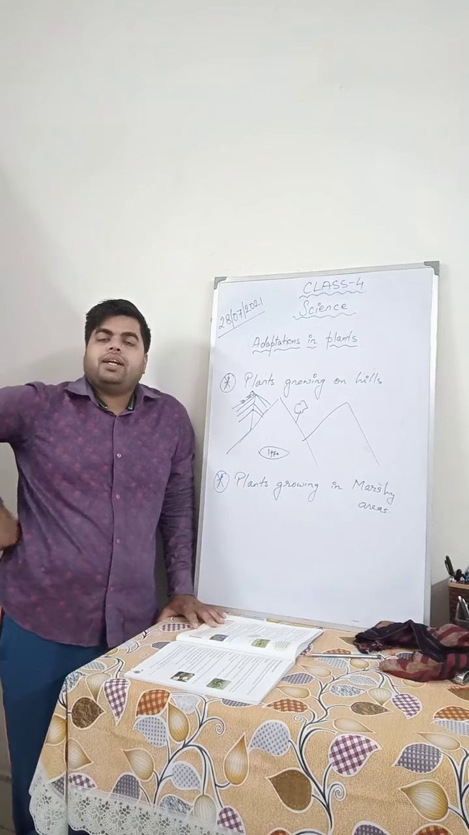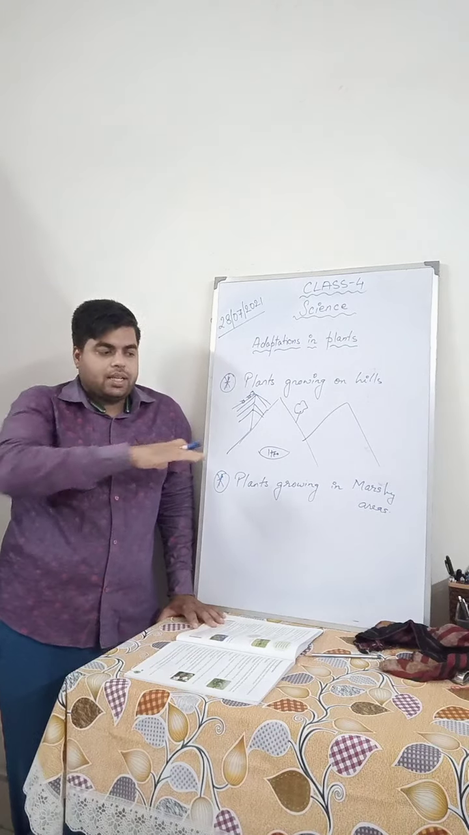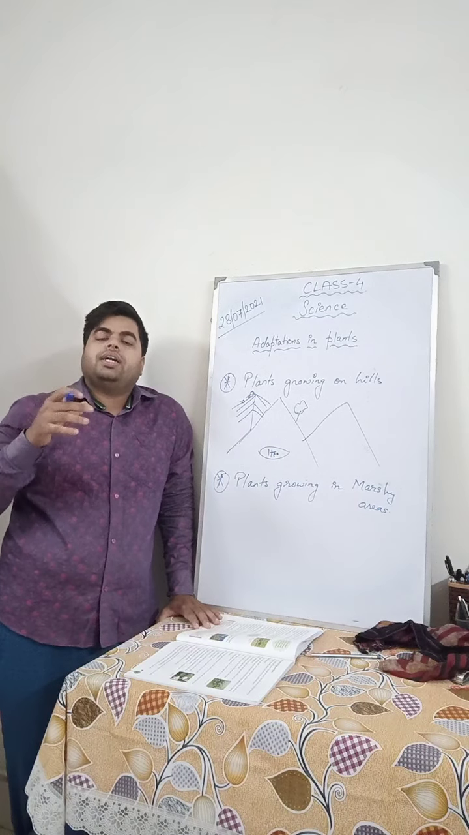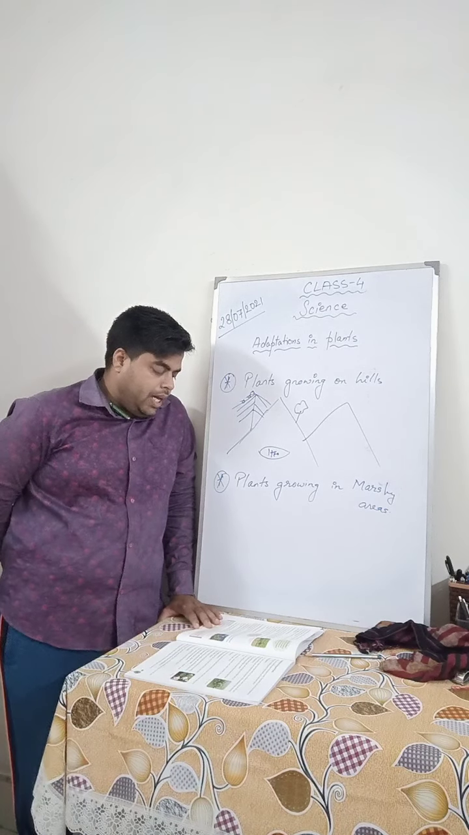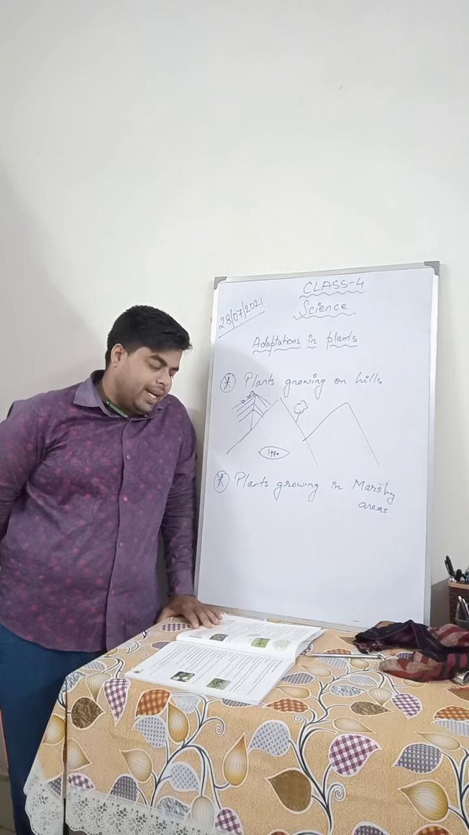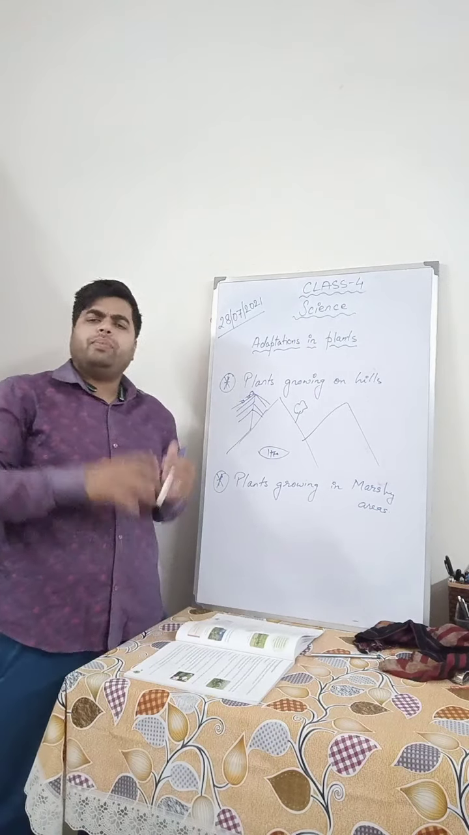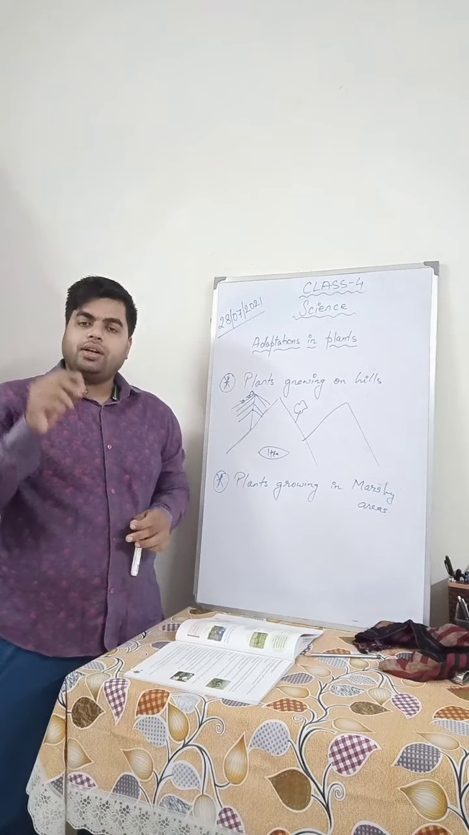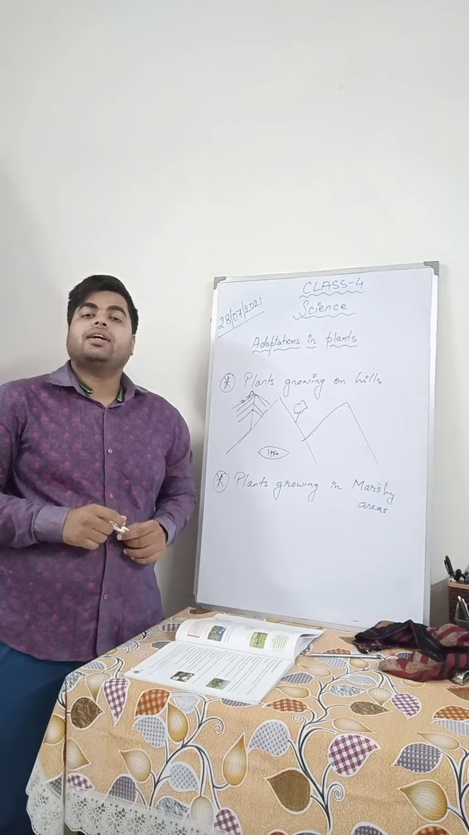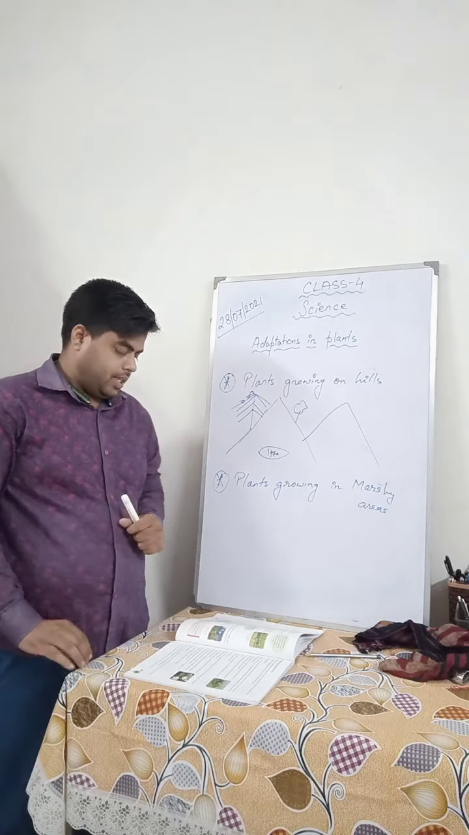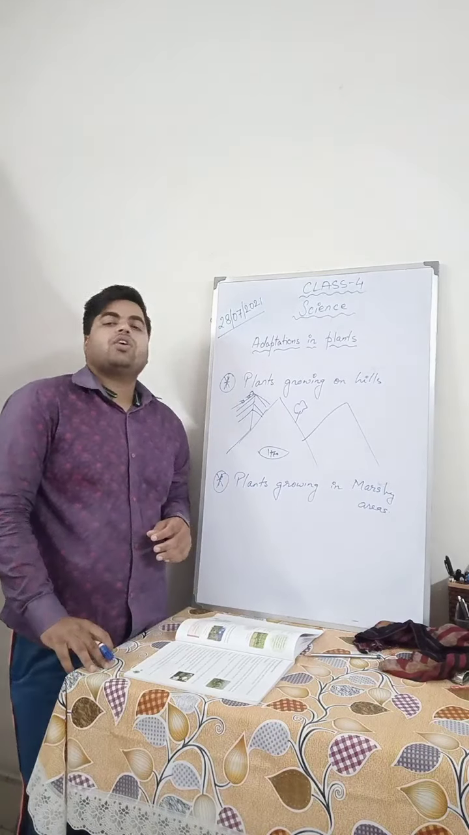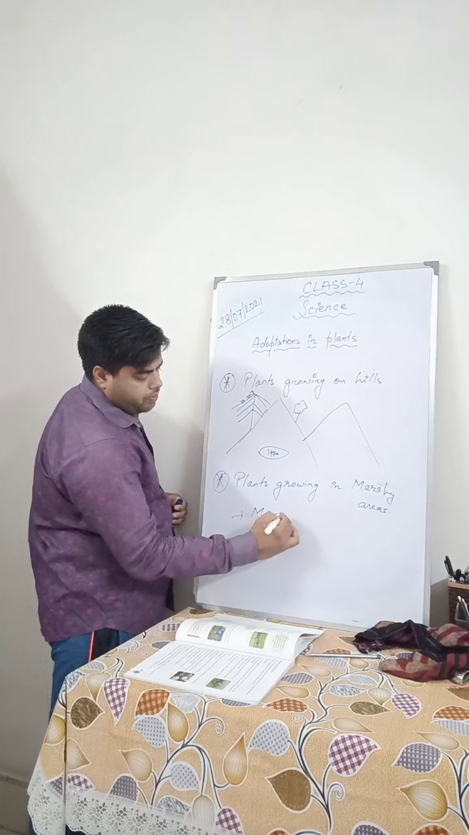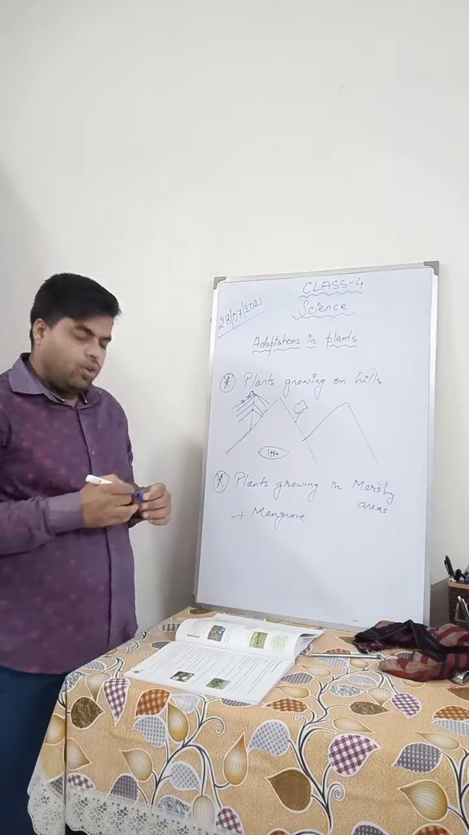These marshy areas are generally low in height as compared to the plain area. They are much lower than the flat area, and that is why they contain water and remain wet. Due to high water content, the soil is clayey and very sticky, because there is a large quantity of water. Plants growing in these areas are called mangroves. So all the plants that grow in this area are known as mangroves.